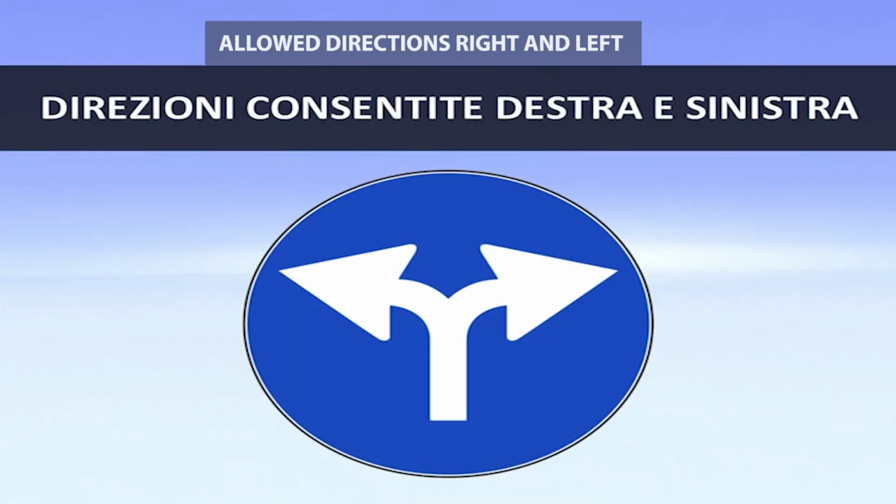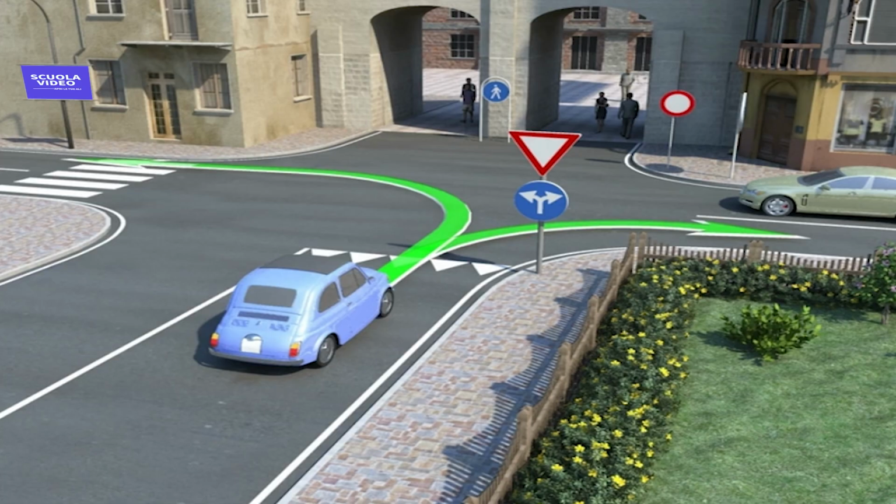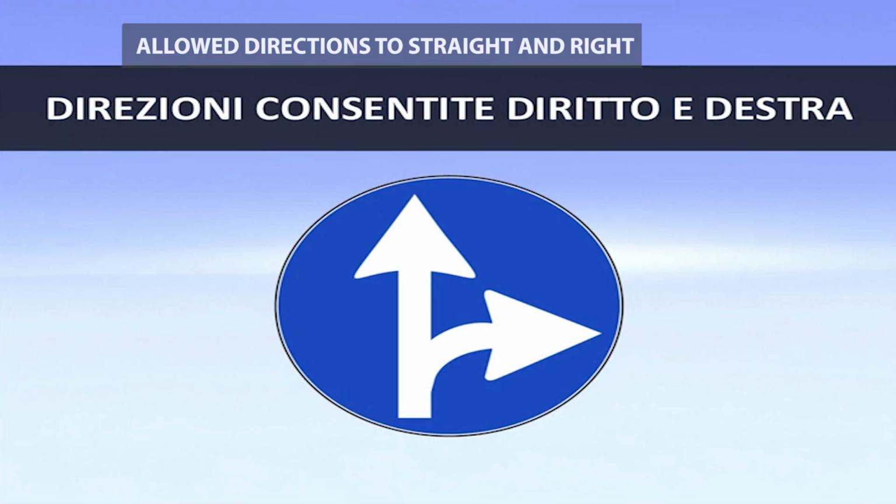Direzioni consentite, destra e sinistra. Allowed directions, right and left. This is a mandatory prescription sign that indicates the allowed directions, left and right. So at the intersection it is not allowed to go straight on, but you can choose between the two possible directions allowed.